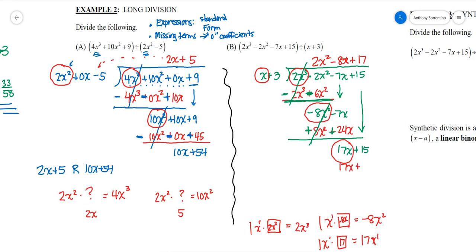plus 17 times 3 is 51. I carry through my subtraction. These cancel. This is a minus now. 15 minus 51 becomes a minus 36. And that's what the remainder is. So if I divide, I'm going to end up with 2x squared minus 8x plus 17 with a remainder of negative 36, which is kind of different because long division with numbers, we didn't have negative remainders. Here we're going to, and that's another new thing about this.